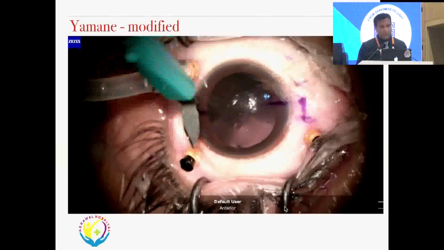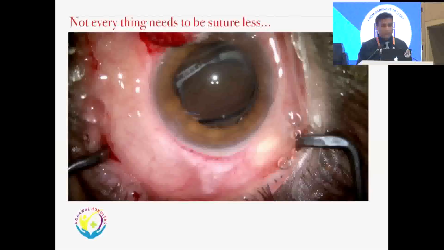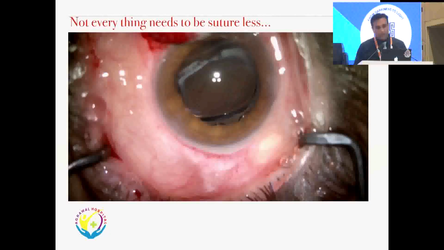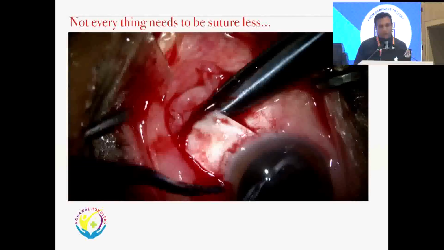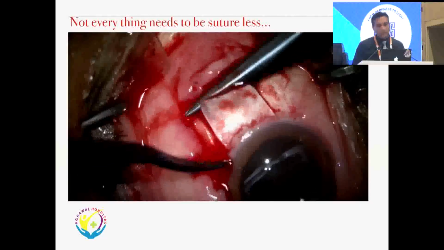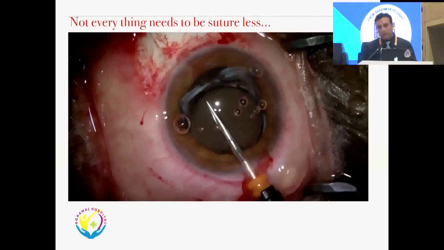I'll not discuss Yamane because it will be discussed by Dr. Aditya in the next talk. And this is one more video of IOL acrobatics as we call them. This was a blunt trauma with a 4 haptic Acrylic lens, and it was subluxated. Again, we thought we'll not explant the lens.